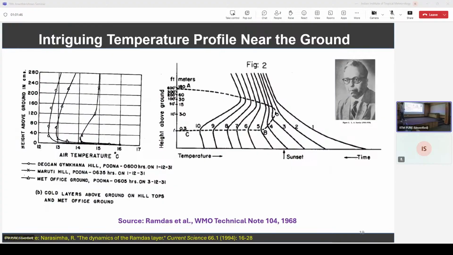You can see this is a measurement made at Deccan Gymkhana Hill, Pune, at 6 hours in 1931, roughly a century back. This is called the Ramdas layer, first discovered and observed by this particular scientist, one of the great agricultural scientists. When he observed and reported it, no one was accepting it because it was against the prevailing wisdom that after evening we expect the minimum temperature at the ground, but he observed the minimum temperature a few decimeters above the ground. Till this time, this phenomenon was still not properly understood. They suggested that radiation plays a key role, but there was no clear evidence of how it affects it, and no one considered the aerosols.